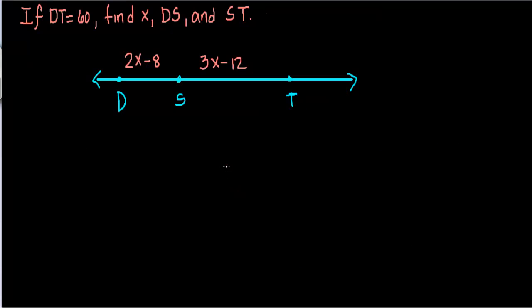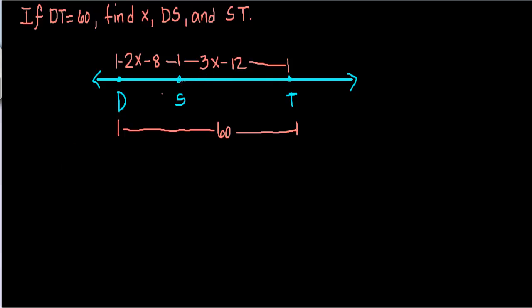Here's one more example using algebra. I have that DT is equal to 60. That means this whole thing from here all the way to T measures 60. And it tells me to find x and then find the distance between DS and the distance between ST. Now the distance between DS is 2x minus 8, this distance here, and the distance between S and T is 3x minus 12, okay? Whenever you see the values in between the two dots, that's what it measures.